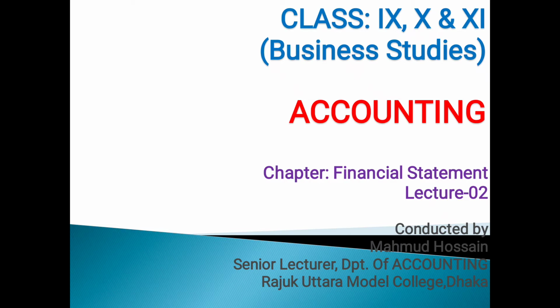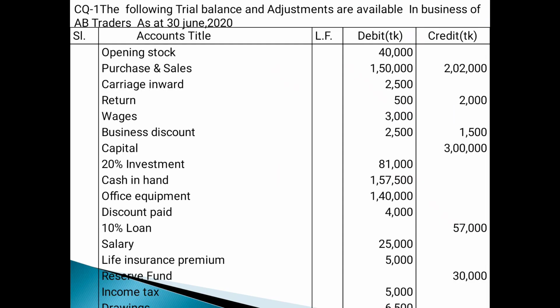Dear learners, at first you have to write the creative question for this chapter. We are watching a new creative question for the chapter of financial statement. The following trial balance and adjustments are available in the business of AB Traders as at 30 June 2020. Totally 5 columns are used in the trial balance format: serial number, account title, ledger folio, debit taka, credit taka. Many items are available in this trial balance.